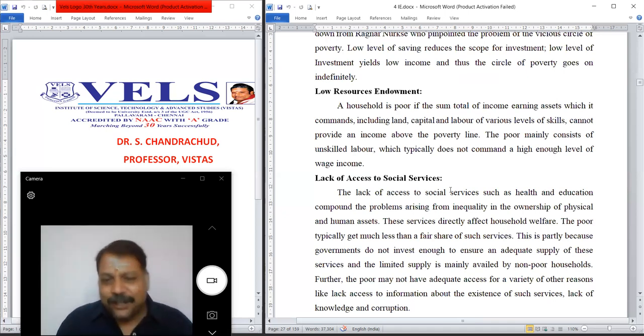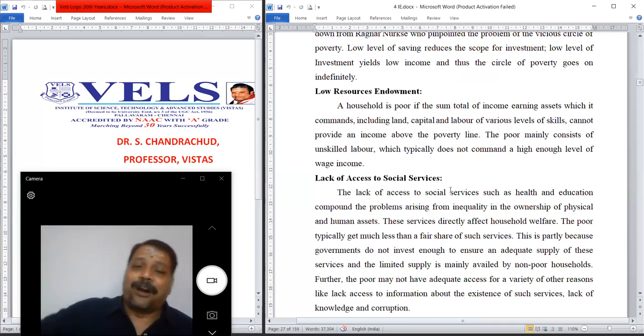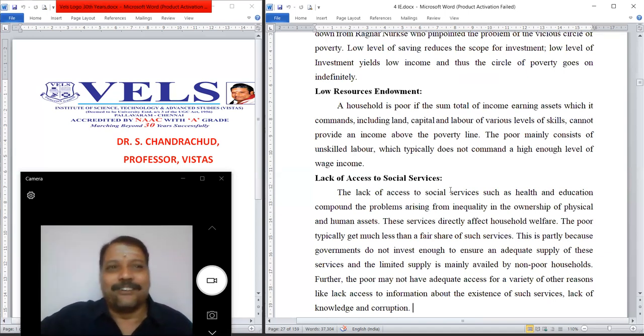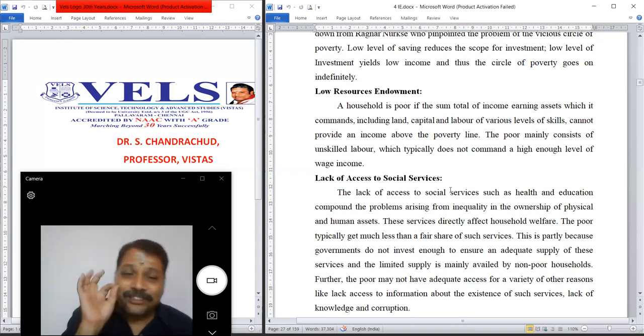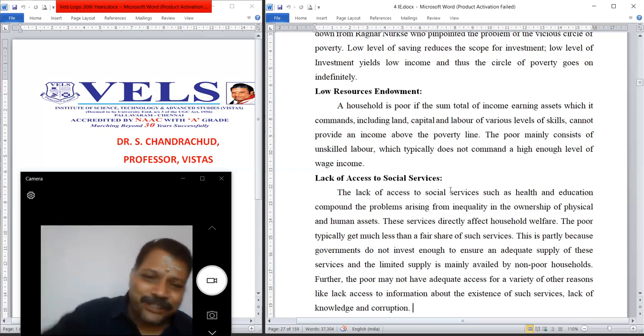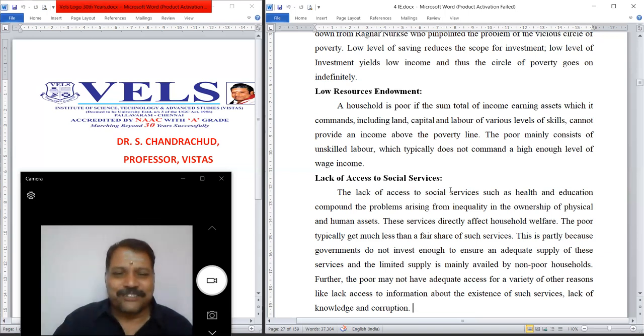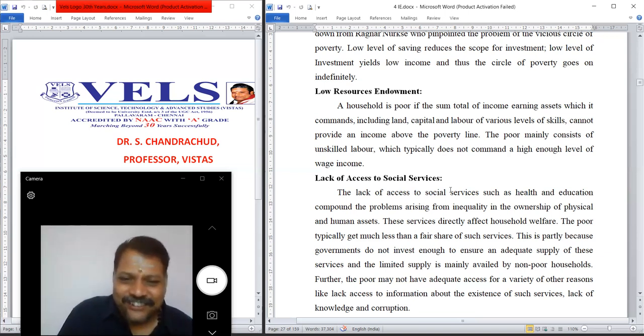This is partly because the government does not invest enough to ensure an adequate supply of these services, and the limited supply is mainly availed by non-poor households. Those who are in proximity to that particular center avail it, but it is not reaching the interior parts of rural areas. So that is why, even though the government is implementing more social services, it is not reaching the person who actually needs it.